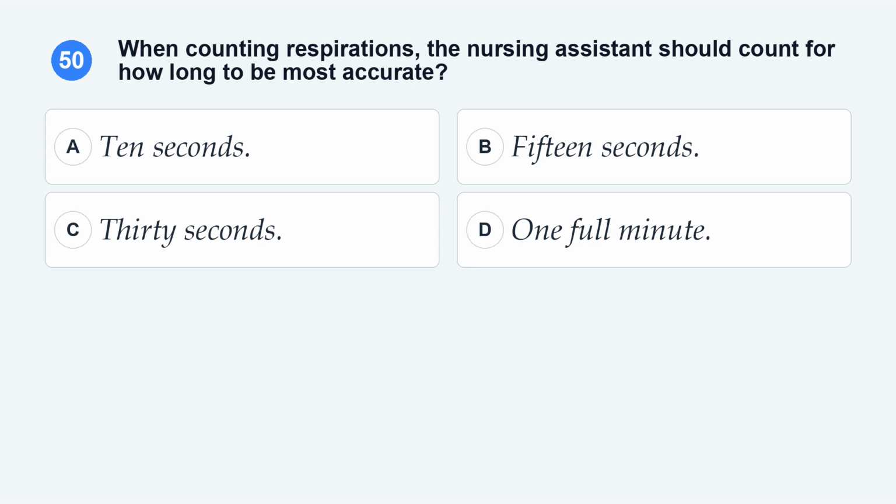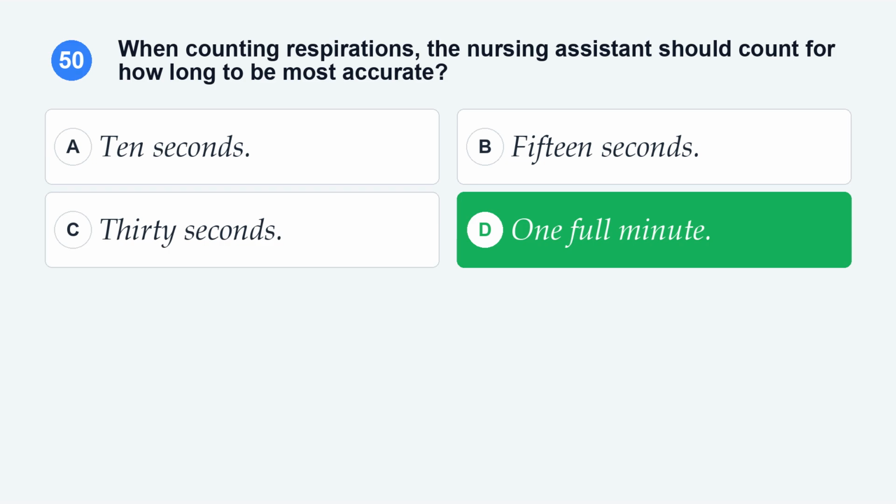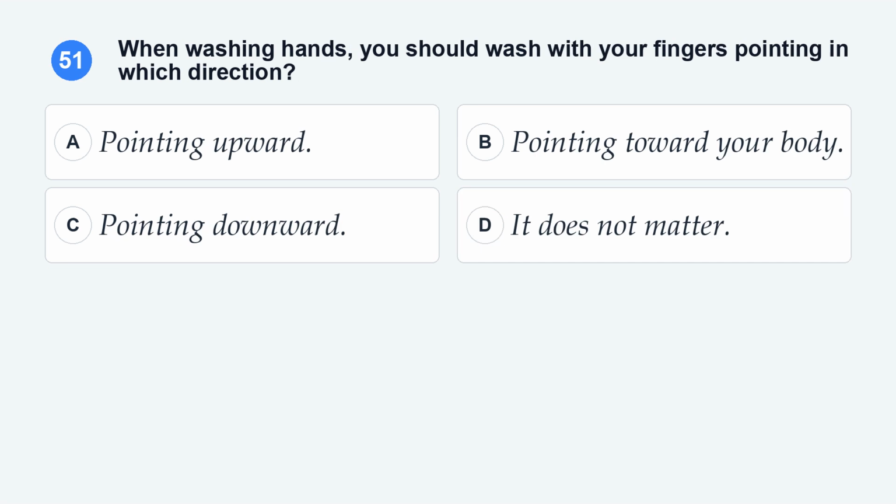Option A. 10 seconds. Option B. 15 seconds. Option C. 30 seconds. Option D. 1 full minute. The correct answer is option D. 1 full minute. Explanation. Counting for a full minute allows the assistant to observe the rate, depth, and rhythm of breathing. Question 51. When washing hands, you should wash with your fingers pointing in which direction?